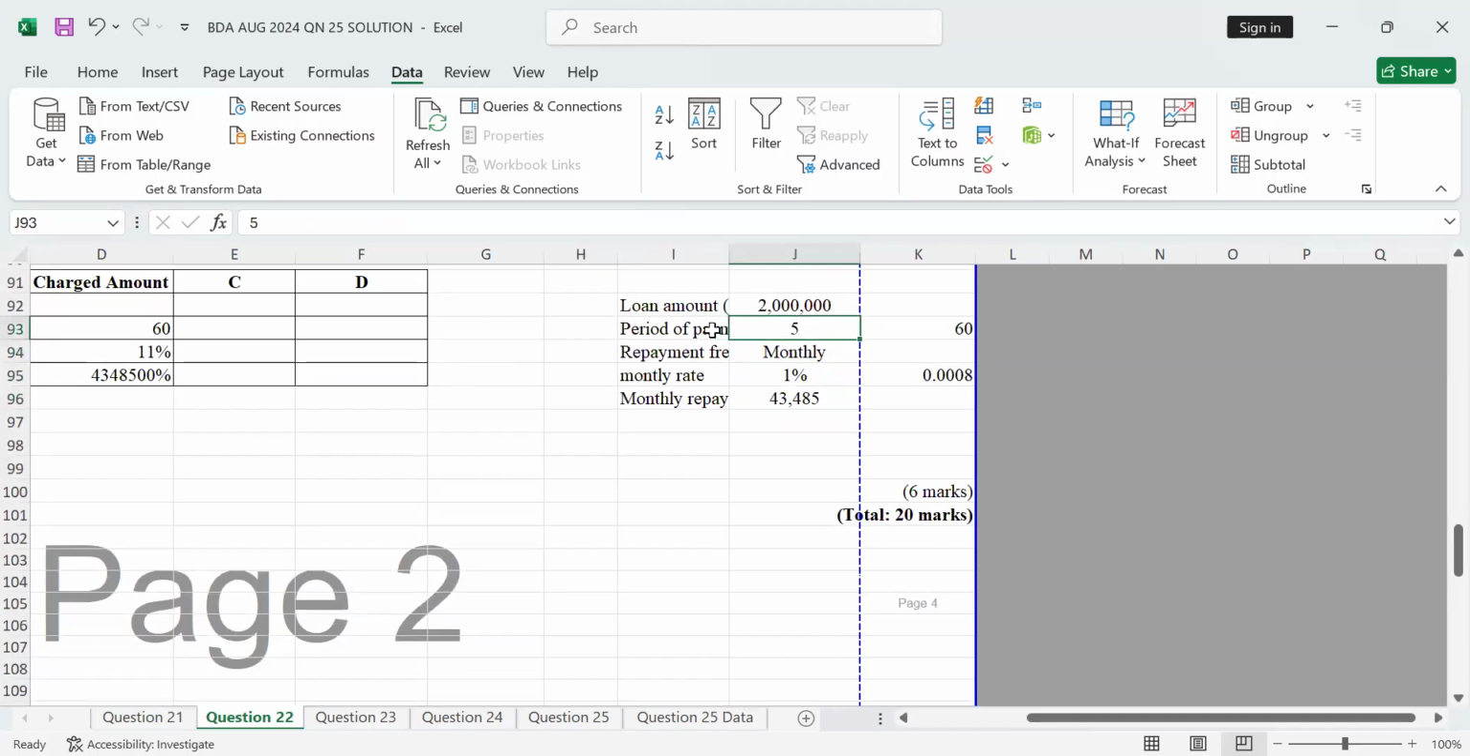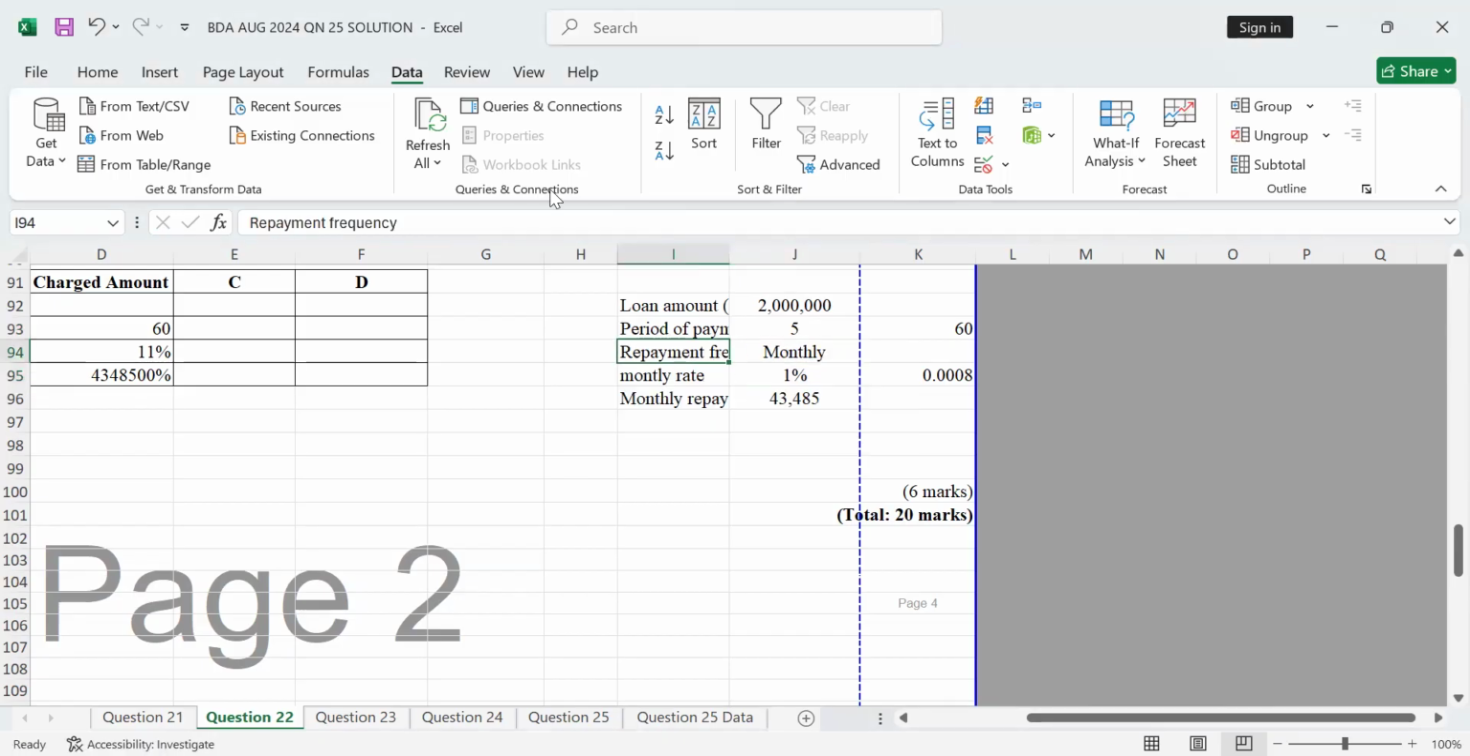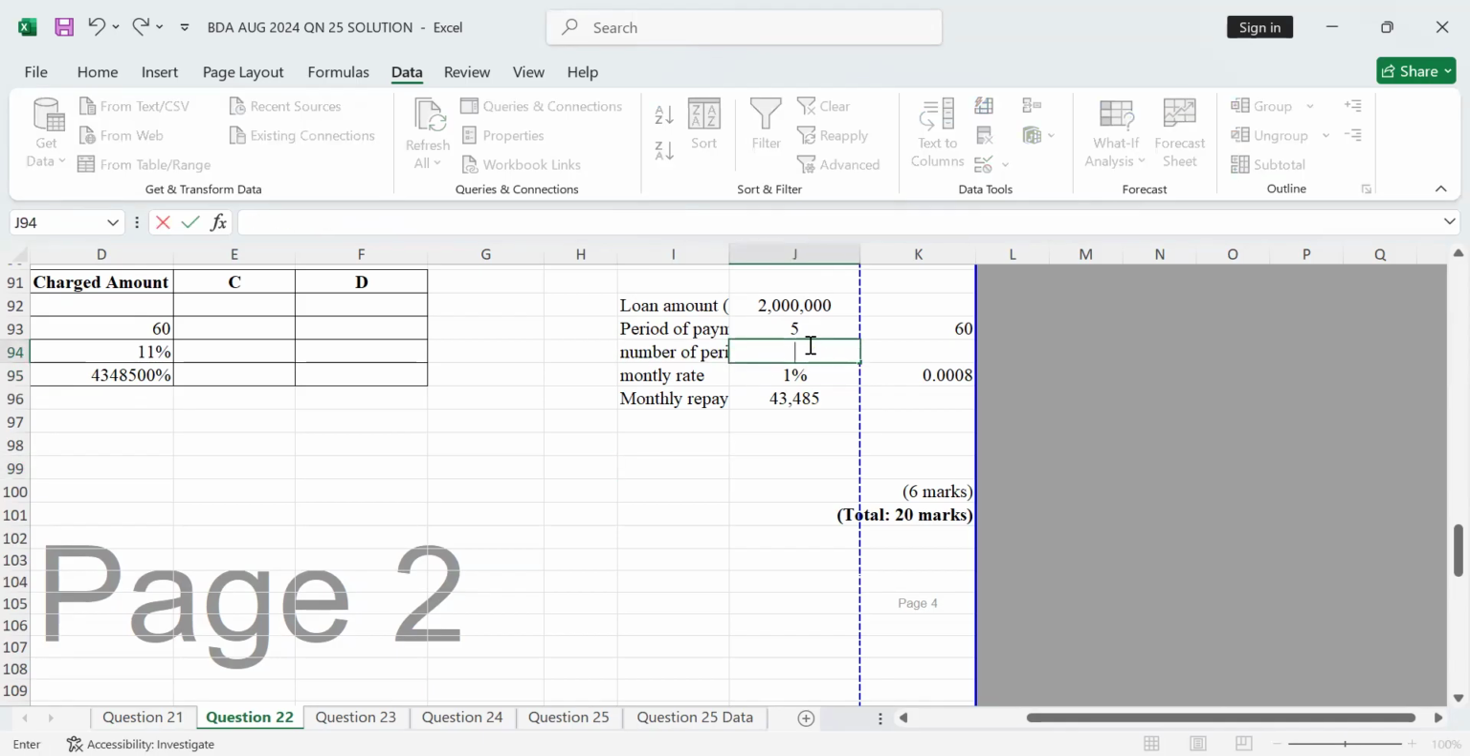The period here should be the years, which in this case, since it is repaid monthly, I can just have here a number of periods. The number of periods there. So number of periods which is monthly.